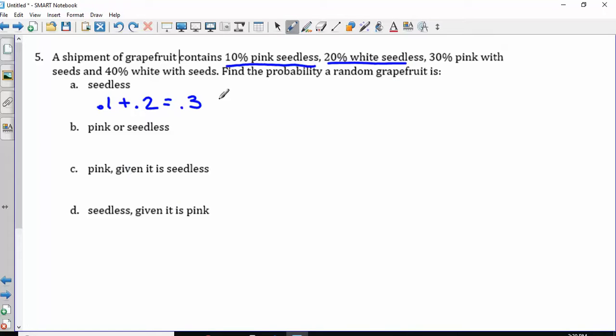Right, pink or seedless. So we need to add in the pinks and the seedless. So you can use a formula, or you could just say, okay, I need everything that's either pink or seedless. So pink seedless would work, white seedless would work, pink with seeds would work, but white with seeds would not. So you have 0.1 plus 0.2 plus 0.3, which is 0.6.